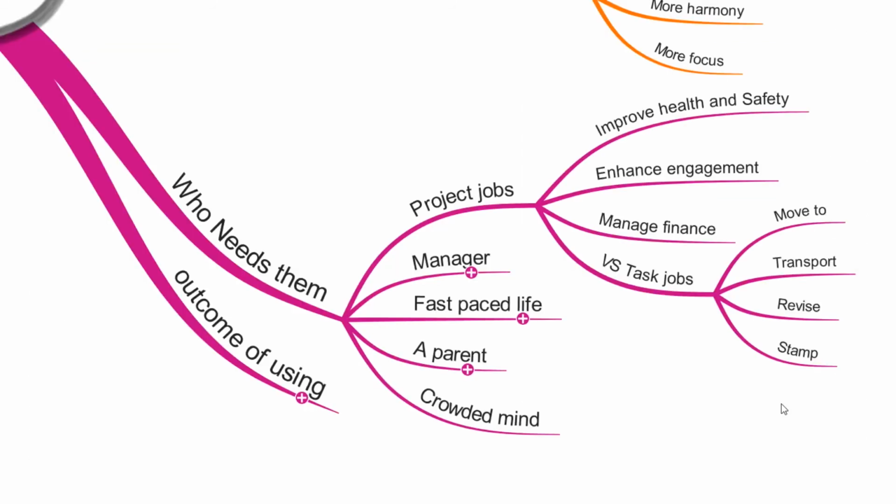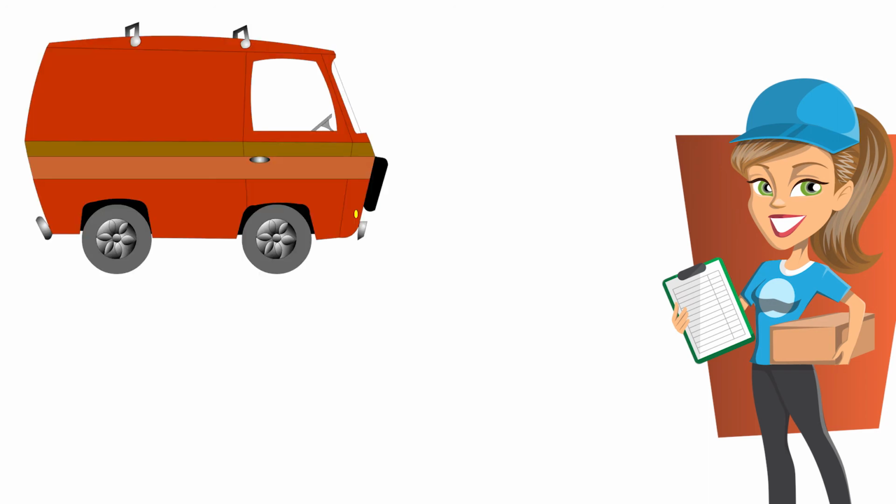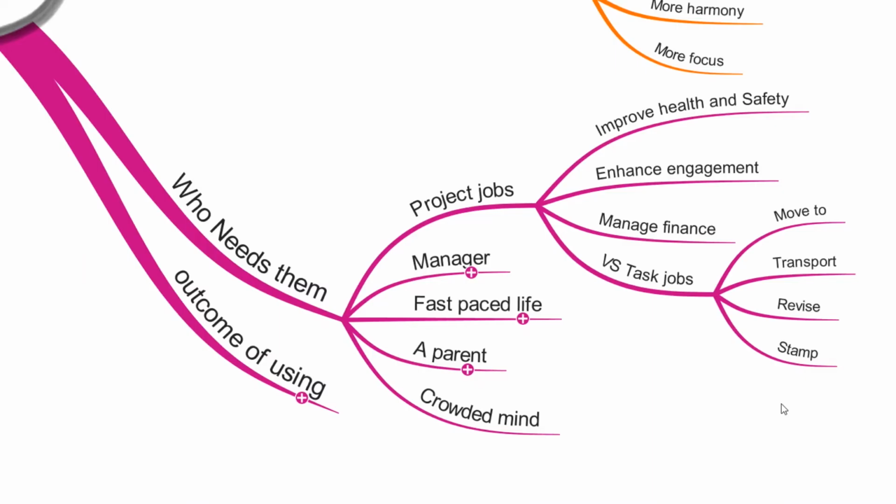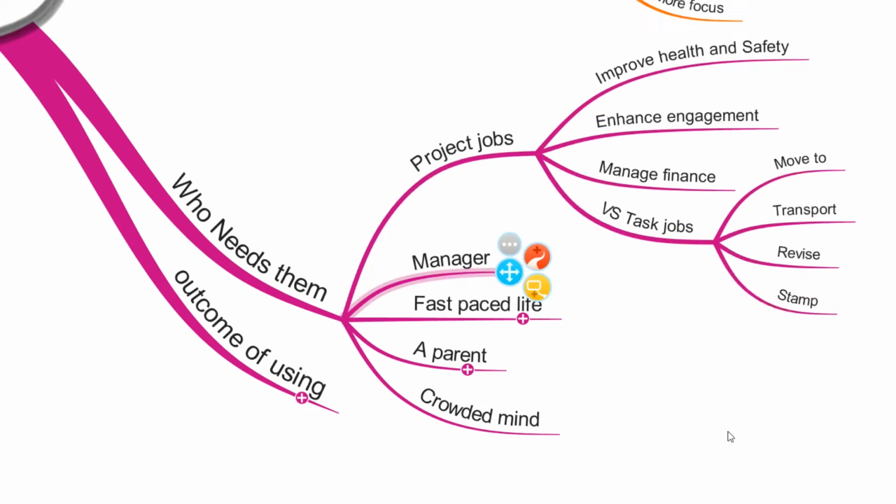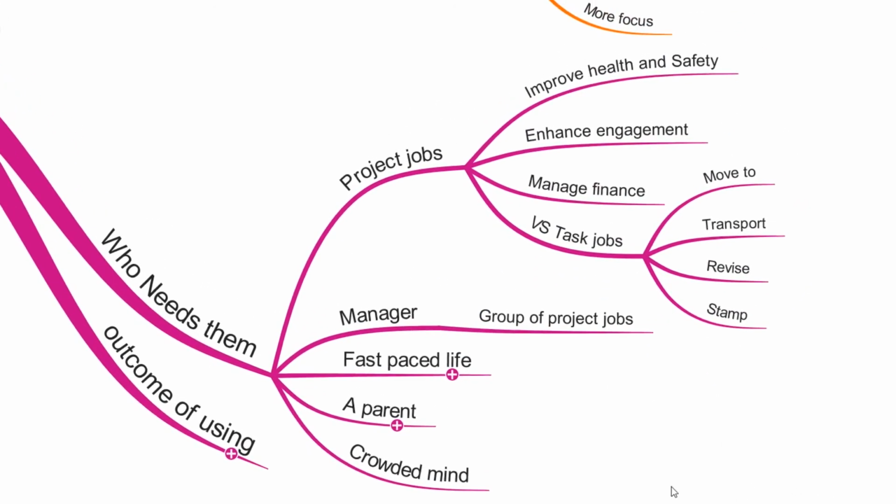On the other hand, there is what I call the task job. And this is the job that has a simple and identified next action. So move X from A to B, or maybe transport something or someone from A to B, revise the papers, stamp the invoices, etc. So if you have one of these jobs, then you might not need to learn so much about productivity, nonetheless have a tool. The next one in my list is the manager, which is obvious because a manager gets to supervise or lead one or more of the project jobs, right? So a manager could be responsible for improving health and safety and enhancing engagement.